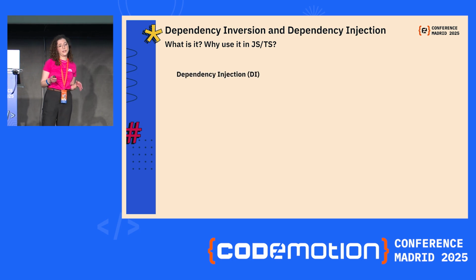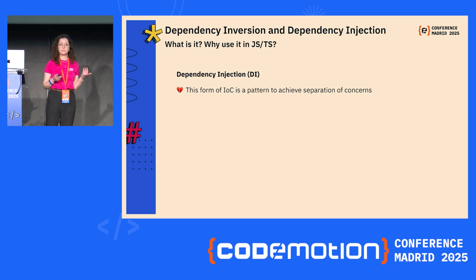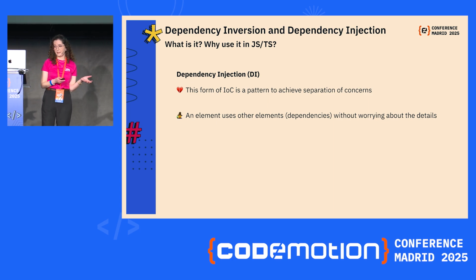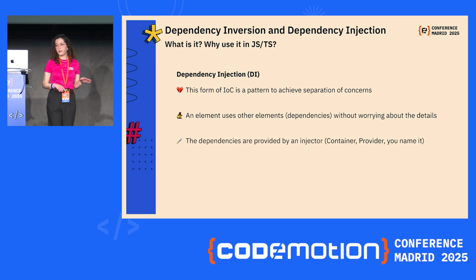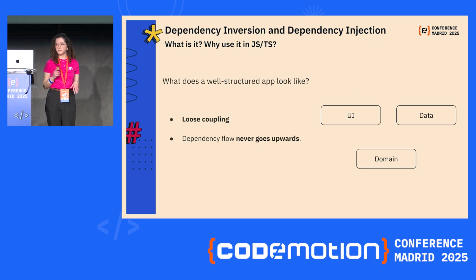Dependency injection is a form of inversion of control that allows you to have separation of concerns. If you had the chance to attend the previous talk, they talked about this. It was pretty interesting. What that means is an element will use other elements, aka the dependencies, without worrying about the details. These dependencies, of course, don't come from nothing. They are going to be provided by an injector. You can call it whatever you want: container, provider. It can be anything you like.